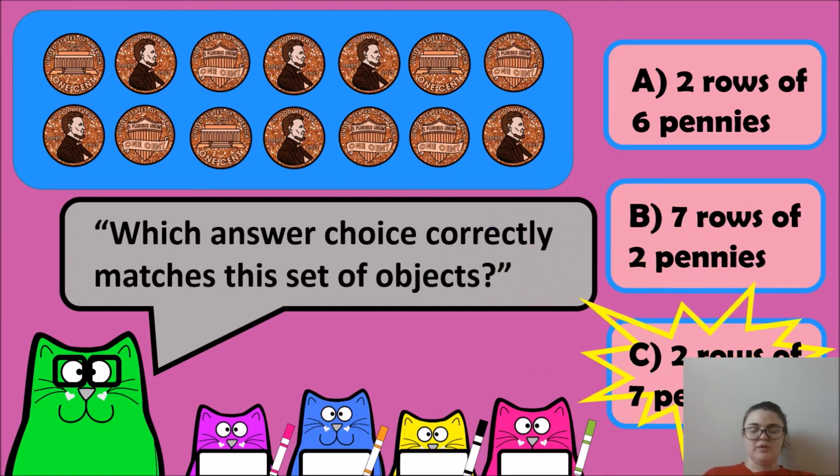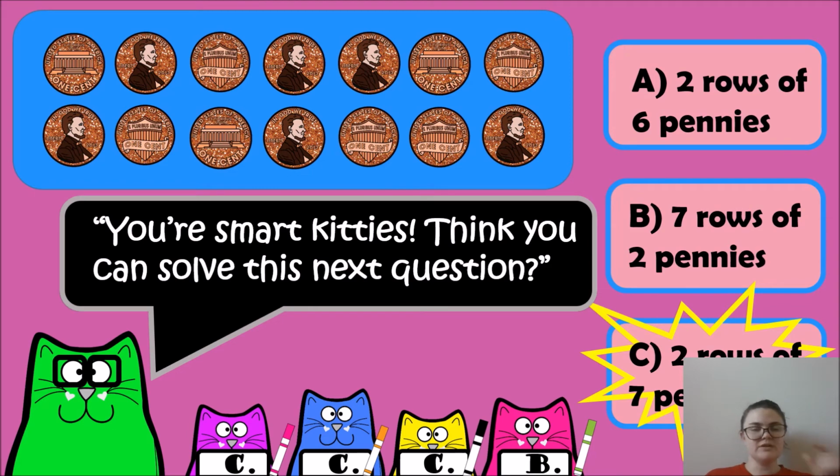Boom! The answer was C. There are 2 rows going left to right and 7 columns going up and down. Did you get the right answer? Most of our cats did. Good job. You're smart kitties.